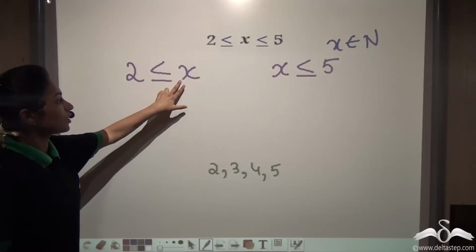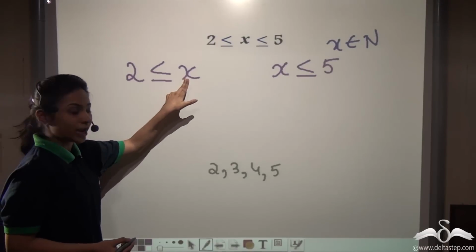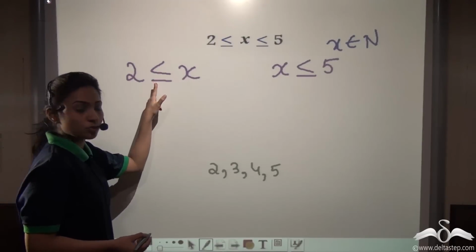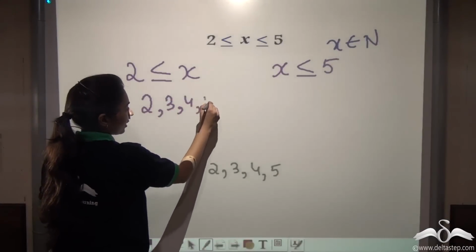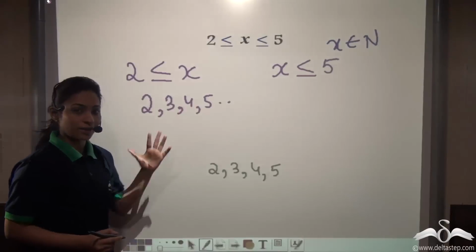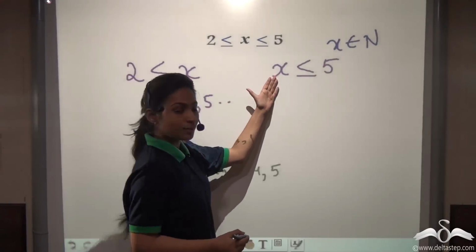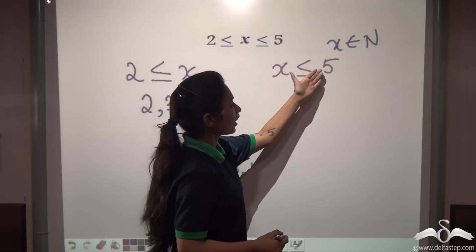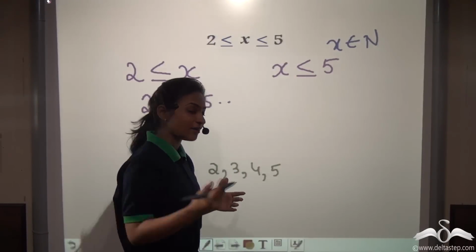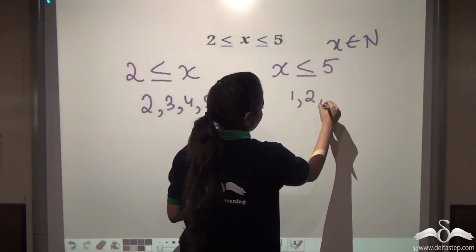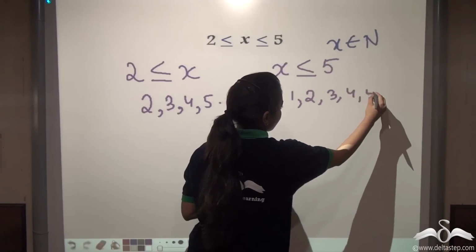Now check which are those natural numbers we can substitute for x which is greater than or equal to 2. 2, 3, 4, 5 and so on. This will go on till infinity. What about the natural numbers which are less than or equal to 5? Well, again 1, 2, 3, 4 and 5.